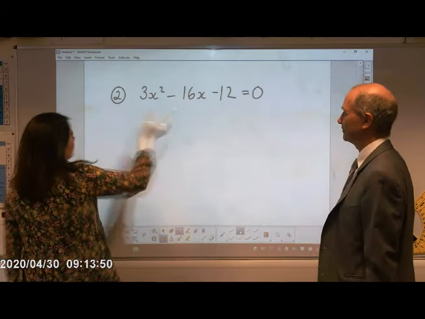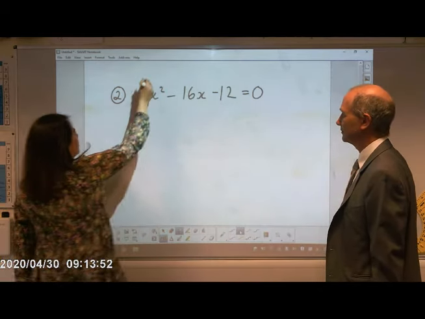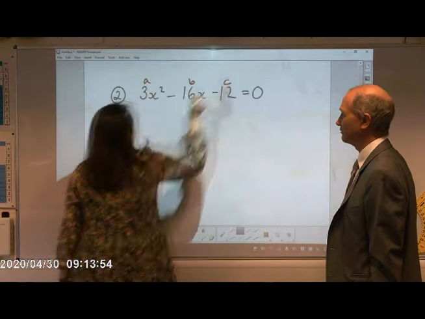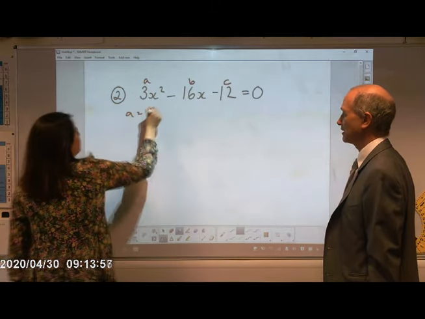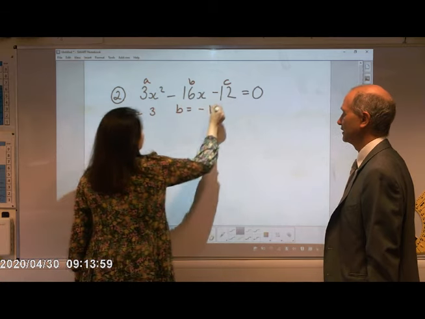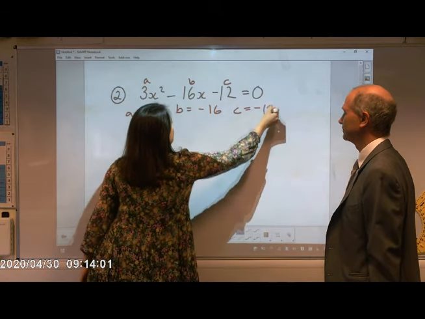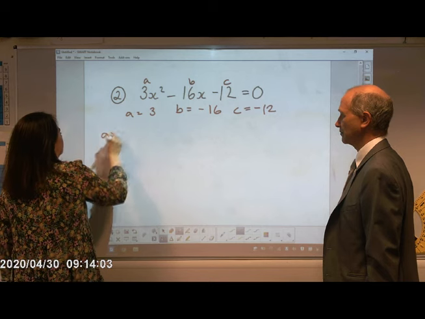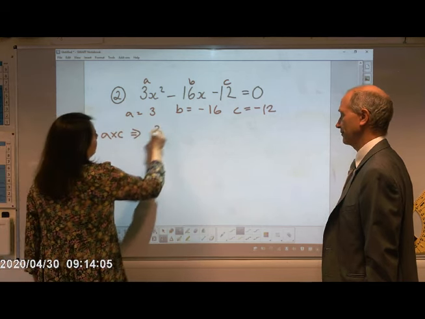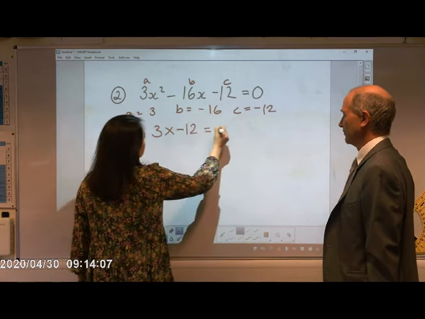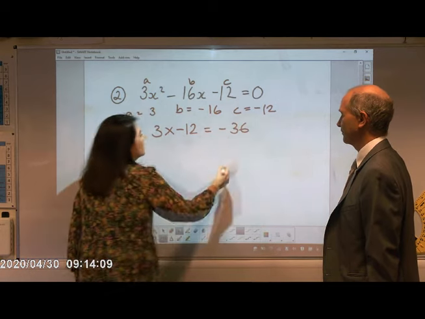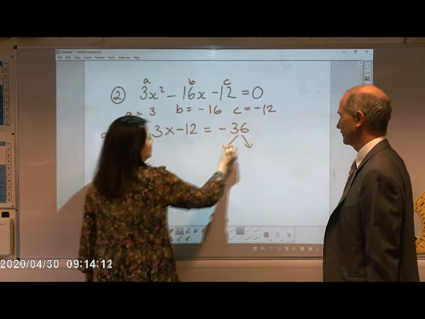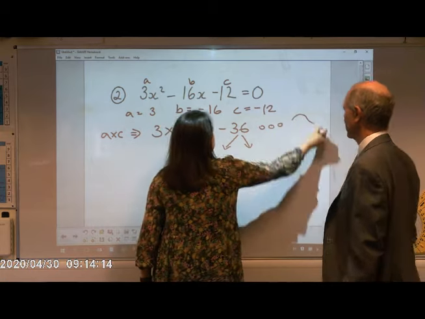So, I'm going to factorise this one, nice and beautifully. I'm going to label A, B, C and write them out. B equals minus 16, C equals minus 12. I'm going to do A times C, which is 3 times minus 12, which is minus 36. I'm going to split that into two factors while thinking about B.